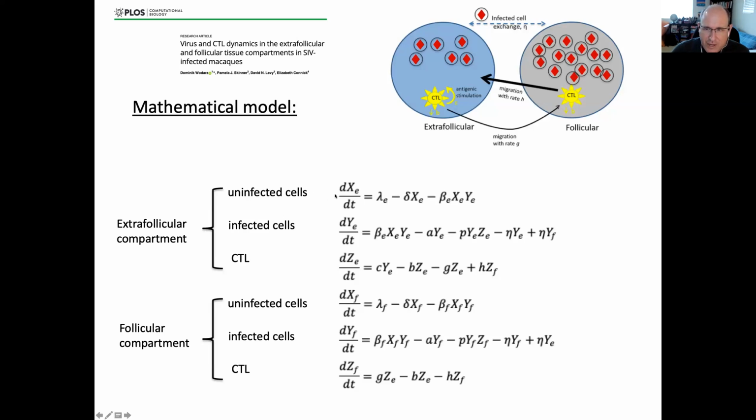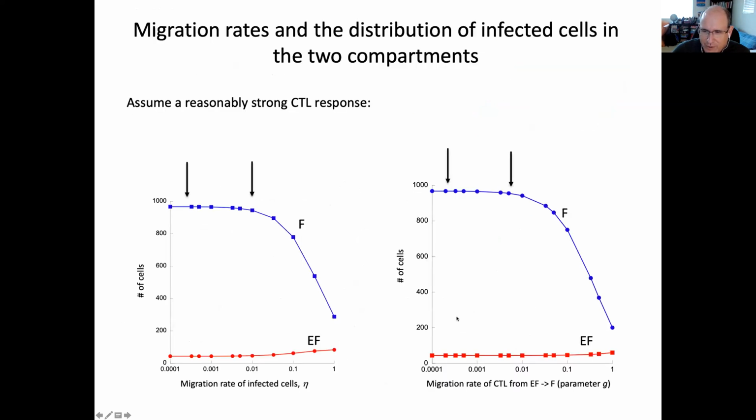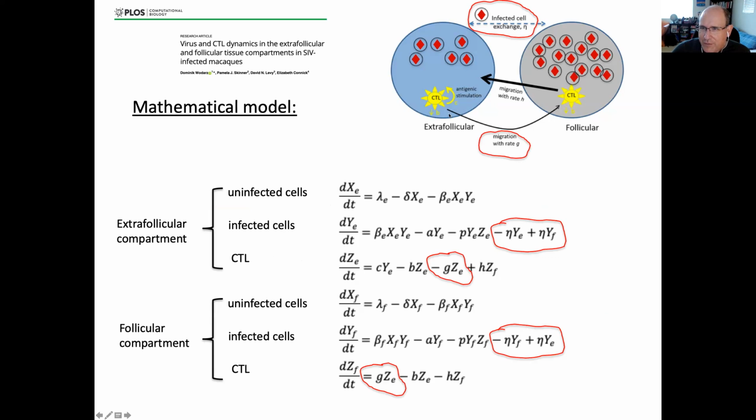And so you have the uninfected cells in the EF, in the extrafollicular compartment, the infected cells there, and the CTL, and you have the same populations in the follicular compartment. And the important things are these migration rates, movement rates. With eta, we denote the movement of infected cells from one compartment to the other, so they can go from one to the other with equal rates, essentially. Then we have this low migration rate G of CTL going from the extrafollicular compartment to the follicular compartment, and they move back at a fast rate H.